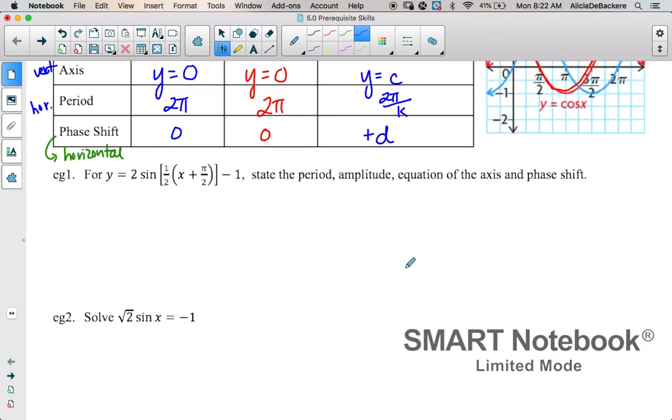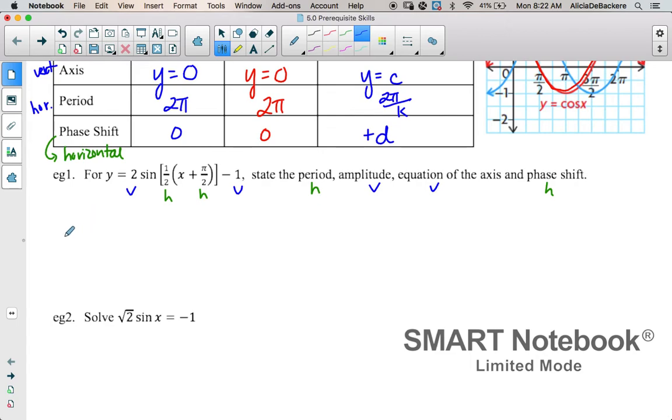All right, our first example, we've got an equation. We're going to state all of those properties for these particular numbers. So again, I'm thinking about the fact that these guys on the outside are vertical changes and these guys on the inside are horizontal changes. Remembering that my period is a horizontal change and my phase shift is a horizontal change. Amplitude and equation of axis are vertical. All right, so I'm just going to go in order.